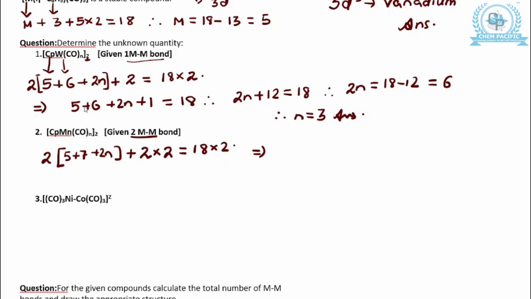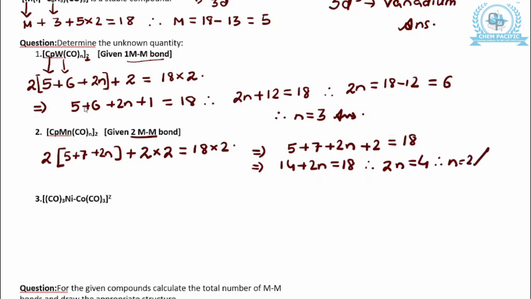Now let's solve this. Take 2 common and cancel it. You have 5 plus 7 plus 2n plus 2 is equal to 18. Therefore, you have 14 plus 2n is equal to 18. Therefore, 2n is equal to 4, and therefore n is equal to 2, and this is the answer, right?